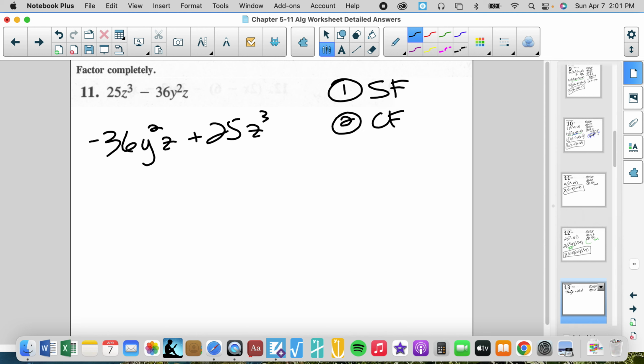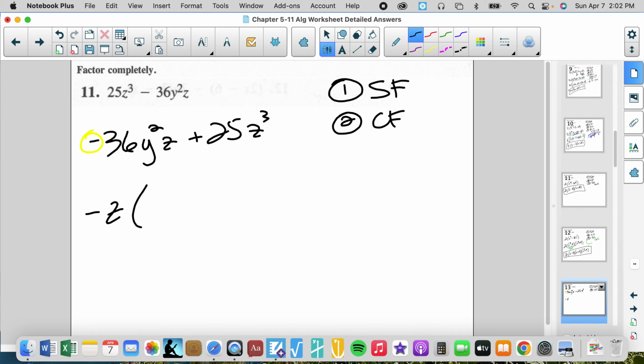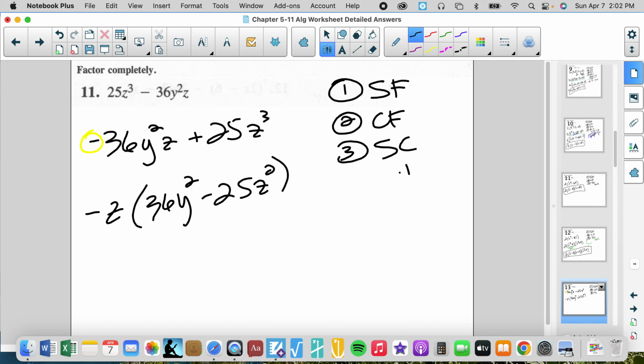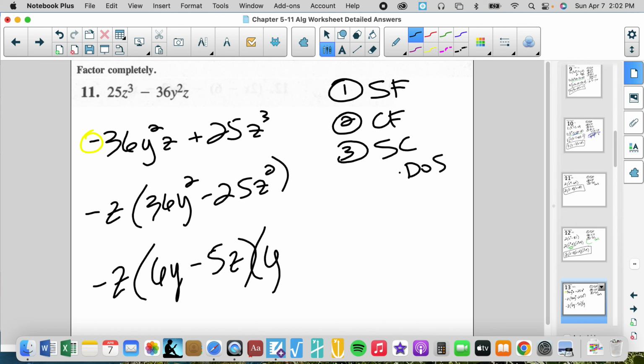Is there a common factor? Yes, there is a common factor. First of all, we have a negative as a first term, so we're going to have to factor out a negative z, and that leaves us with 36y squared minus 25z squared. Now, this is a special case. This is the difference of squares. So you have negative z times the quantity 6y minus 5z, that's not a 6, 6y plus 5z.